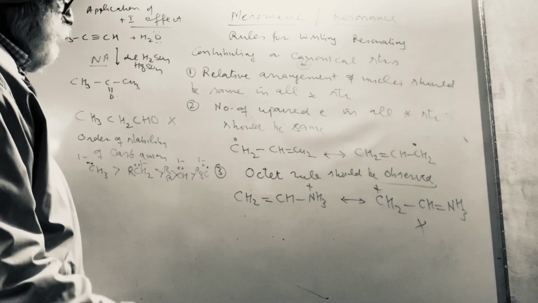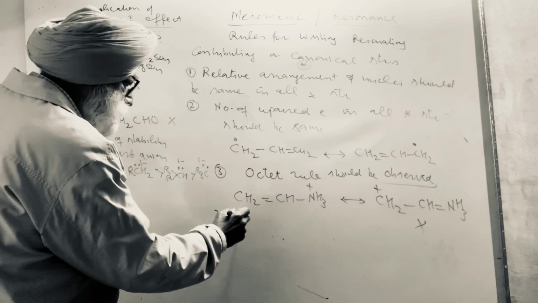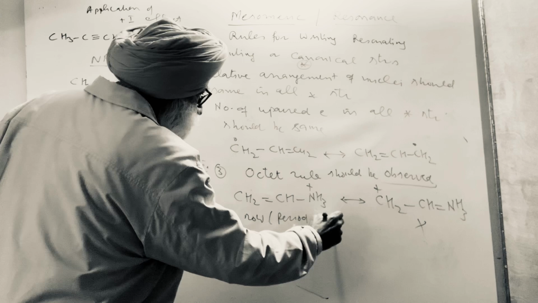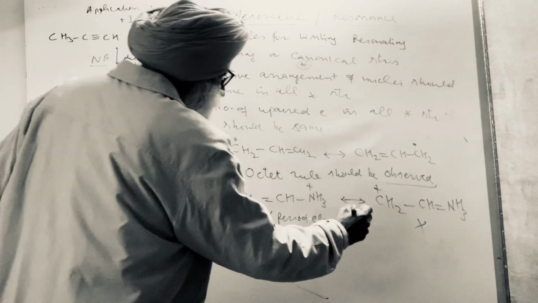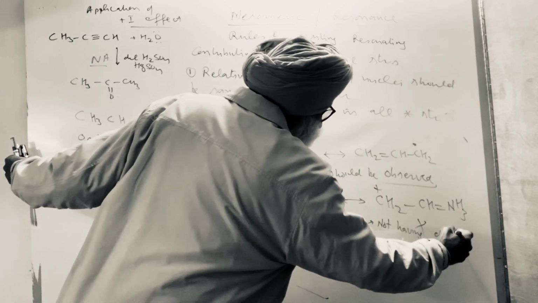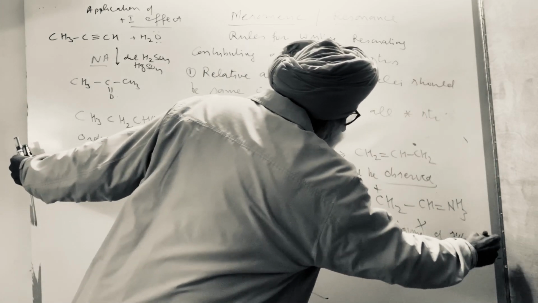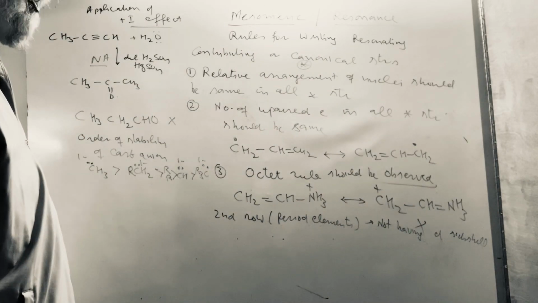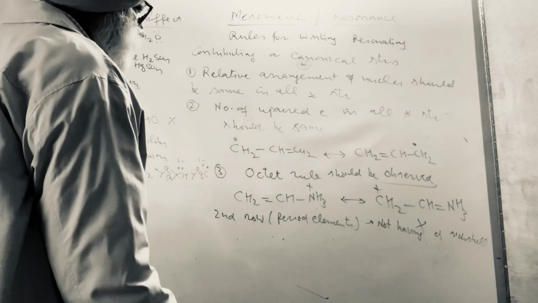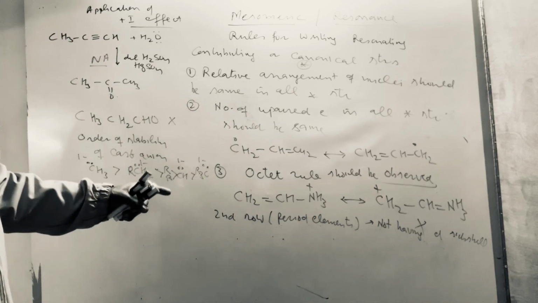Why is it so? Because the second row or second period elements do not have a D subshell. Nitrogen belongs to the second period, starting with lithium, beryllium, boron, carbon, nitrogen, oxygen, fluorine, neon. All of them are second period elements not having a D subshell. So as a result, it is not possible for them to accommodate more than 8 electrons.